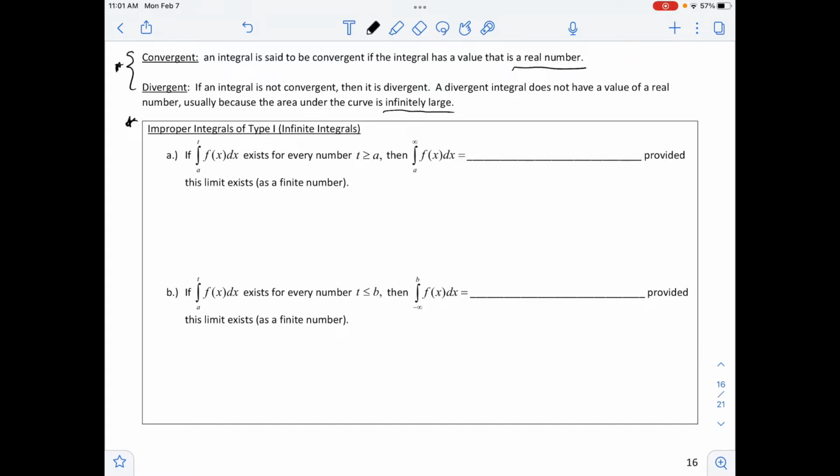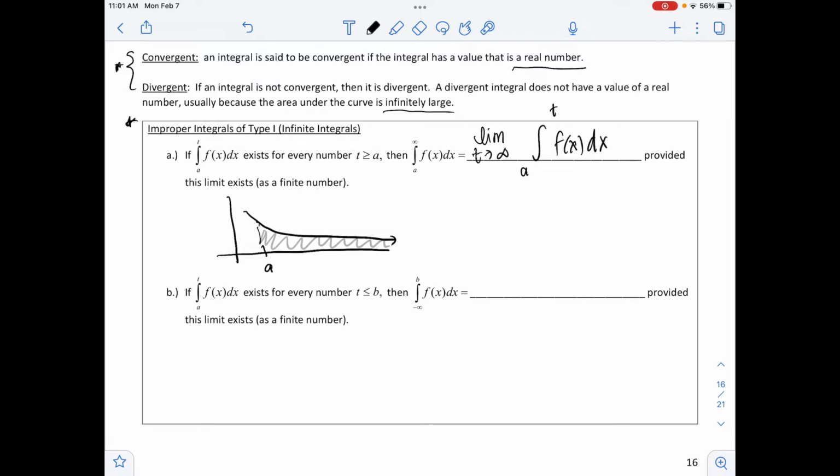So improper integrals of type 1, infinite integrals, there are 3 different types we're going to look at here. The first one, A: if the integral from a to t of f of x dx exists for every number t greater than or equal to a, then the integral from a to infinity of our function is equal to the limit as t approaches infinity of the integral from a to t of f of x dx, provided that the limit exists as a finite number. If we draw this, this is a, and from a onwards to infinity, this area under our curve is that limit.